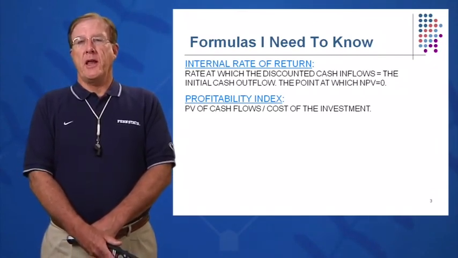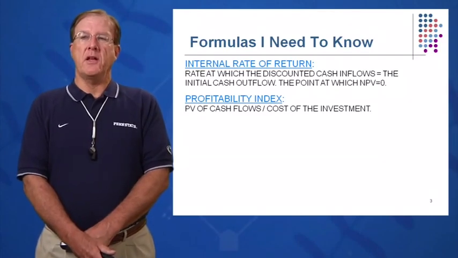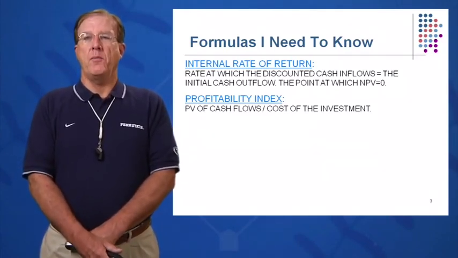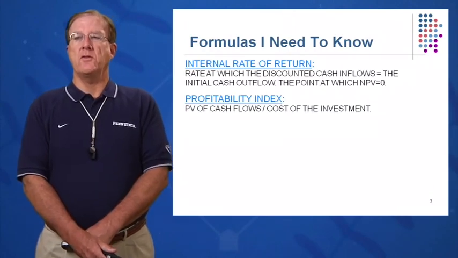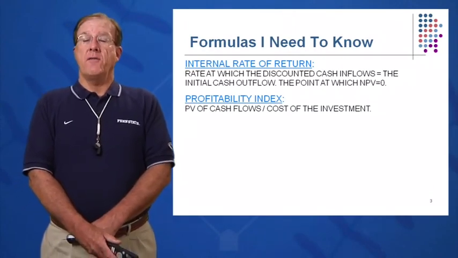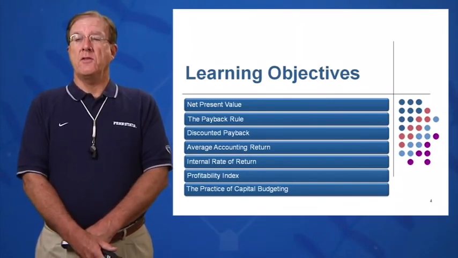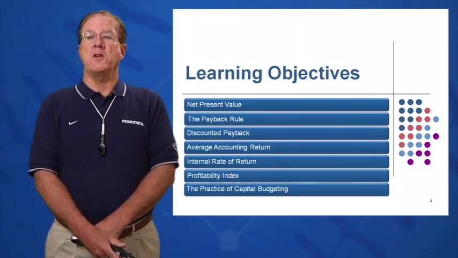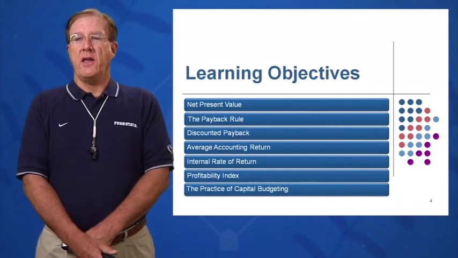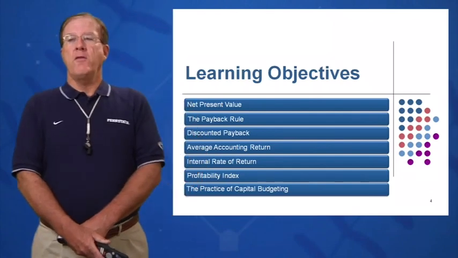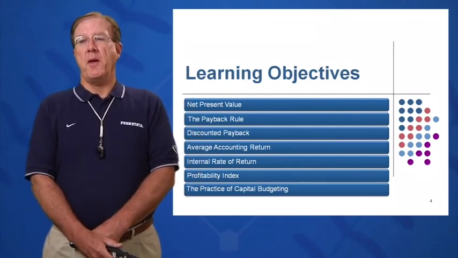And finally, profitability index, which is used heavily in nonprofits and governmental organizations. It's kind of the bang for the buck, and it is the present value of cash flows divided by the original cost of the investment. So essentially, we'll have 7 learning objectives: the 6 methods that I just mentioned, plus how heavily these 6 methods are used in the practice of capital budgeting. First, NPV, the most important of the 6 methods.